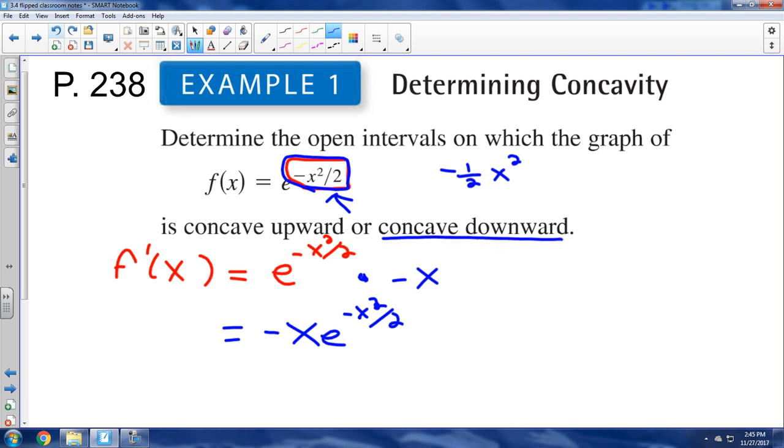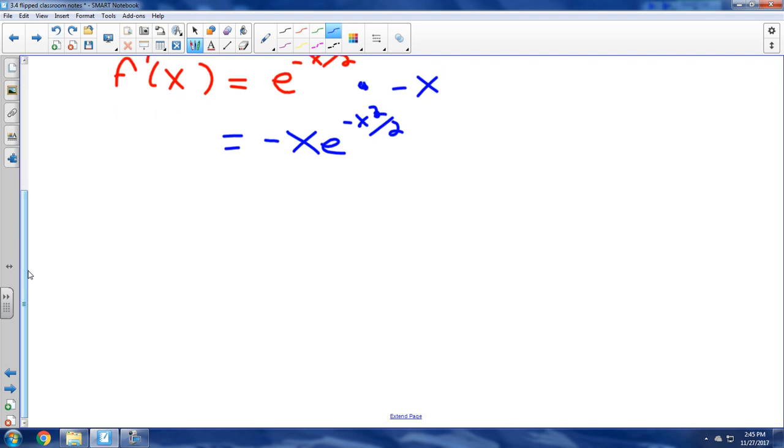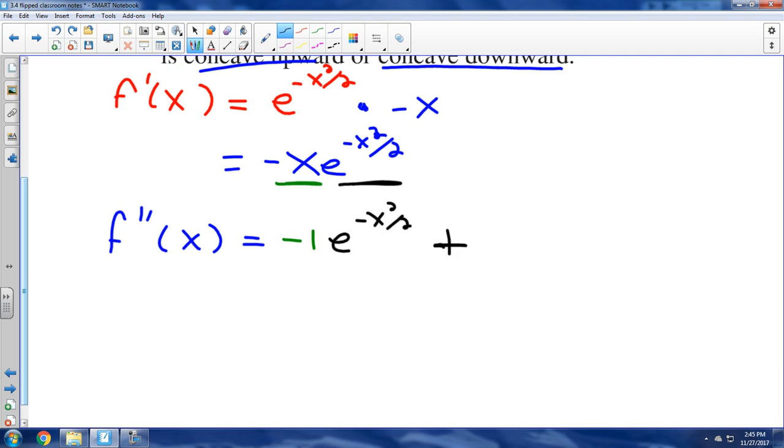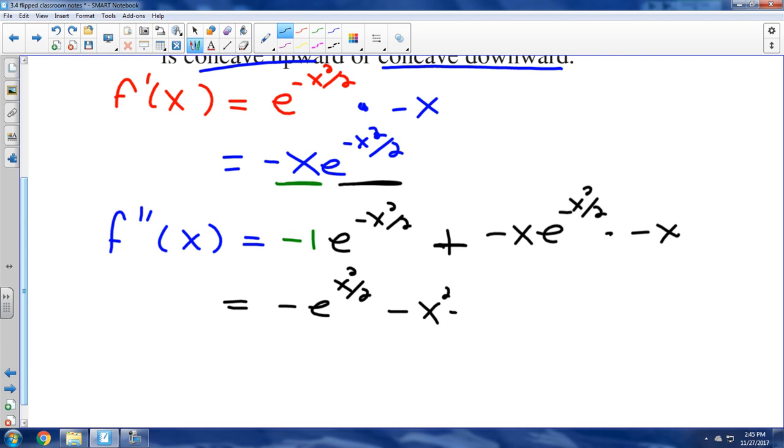Of course, when we're talking about concave downward, concave upward, we need to find the second derivative. So we're going to need to take the derivative of the derivative. That's the second derivative, right? So f double prime of x is going to equal. Now we have a product rule. So the derivative of the first is negative 1 times the second, e to the negative x squared over 2, plus the derivative of the second. We already did that, that was our original, the red writing. So this is the derivative of that second piece, and then we have to multiply that by the first, which is negative x. So our second derivative becomes negative e to the negative x squared over 2, plus x squared e to the negative x squared over 2. That is our second derivative, that is our y double prime if you prefer.